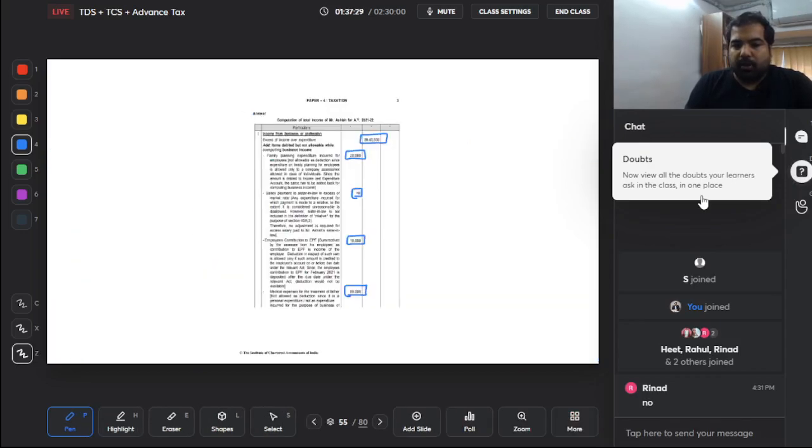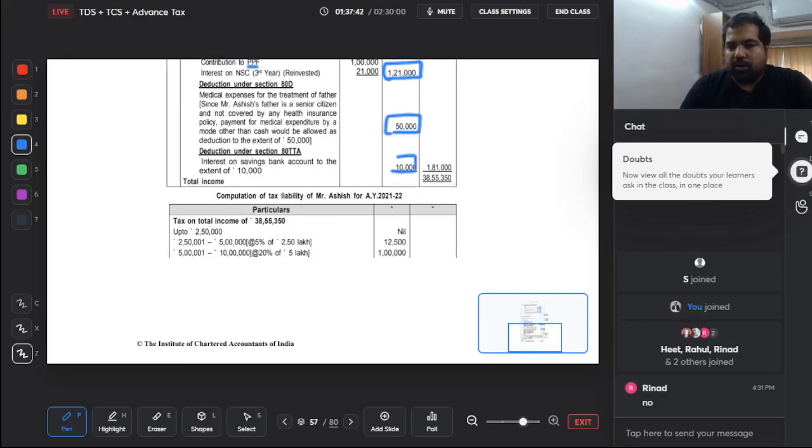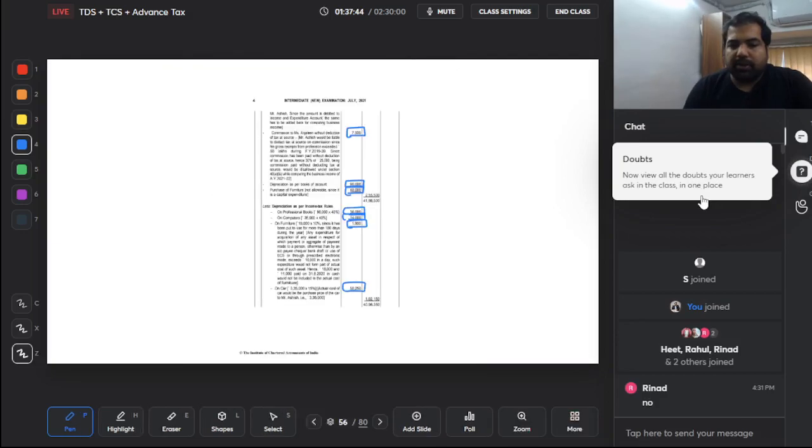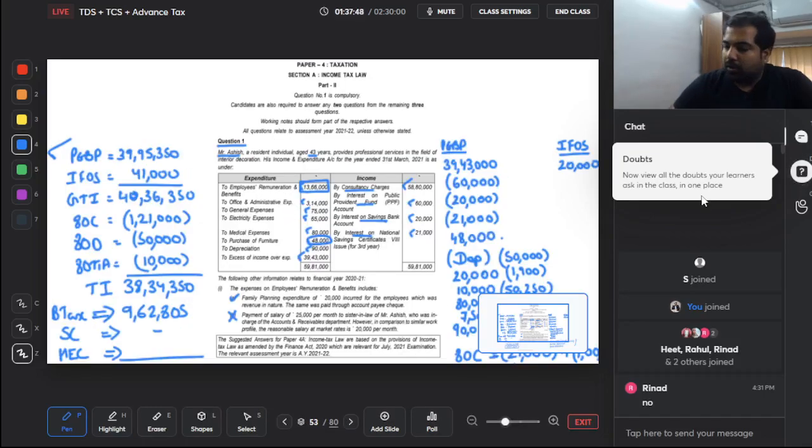Let's check what they've minused. So 40,36,350. Contribution to PPF 1 lakh and 1 lakh 21. We've also got this. 50,000 we've also got, and 10,000 we've also got. So 38,55,350. Same thing we'll also get if we minus it from this amount. Minus 121 minus 50 minus 10 is 38,55,350.